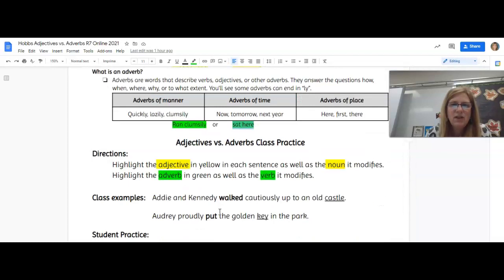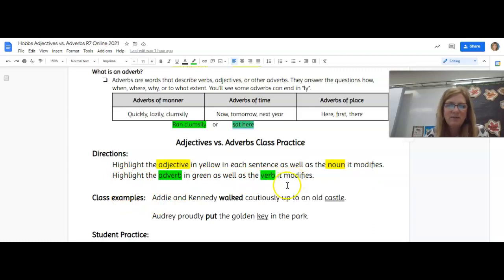So what you're supposed to do here is you're going to highlight the adjective in yellow in each sentence as well as the noun that it modifies. Modifies is a big fancy grammar word that means describes. I'm going to use it because I want you to get used to it, but don't let it scare you away. It just means describes. In other words, they go together. Then you're going to highlight the adverb in green as well as the verb it modifies.